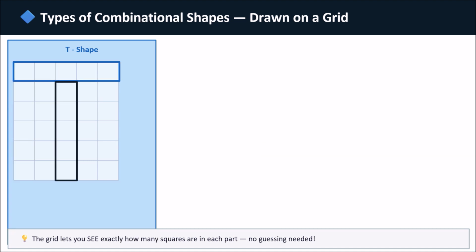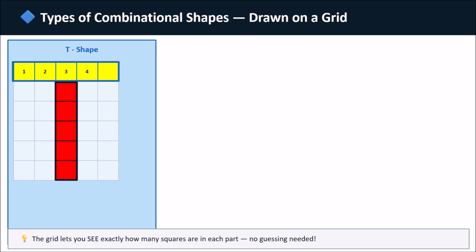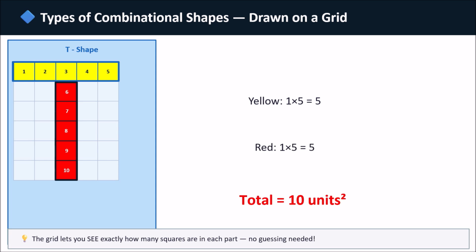Now secondly, I am moving to a T shape. This T shape I am dividing again into 2 independent rectangles. The top one is the yellow one and the bottom one is the red one. I am counting 1, 2, 3, 4 and 5. 5 squares, and the area is 1 times 5, which is 5. And for the red also I have 5, as I am counting 6, 7, 8, 9 and 10. So altogether the area of the given T shape is 10 square units.